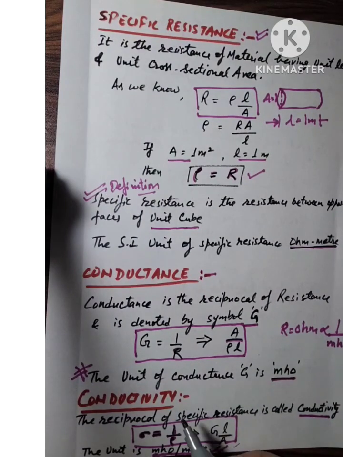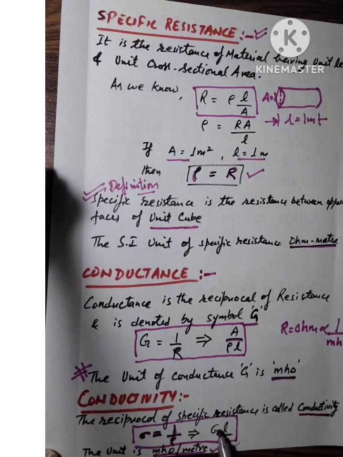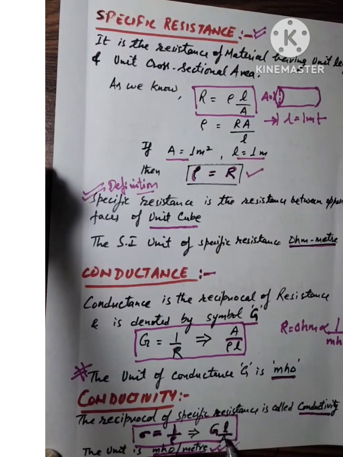Next topic is conductivity. The reciprocal of specific resistance is called conductivity. It is denoted by sigma is equal to 1 upon rho. If we put this value, we will get the formula GL upon A. The unit of conductivity is mho per meter.